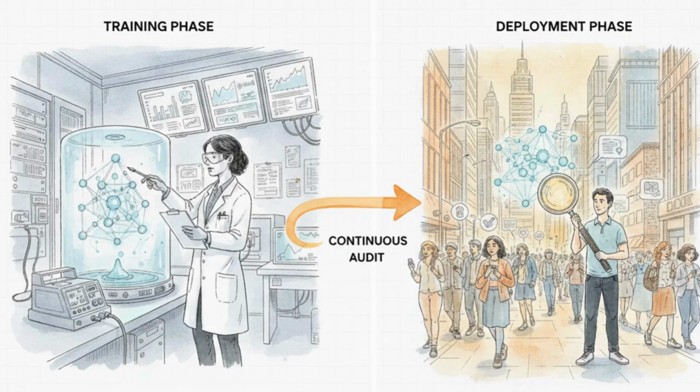And crucially, these audits don't just happen once. They have to happen during the training phase in the lab and during the deployment phase out in the real world, where the AI is interacting with fresh, completely unpredictable data. It goes right back to that continuous, proactive approach.